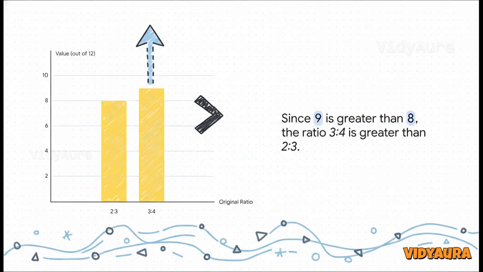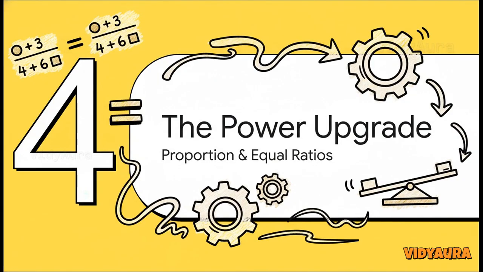We're just comparing 8/12 to 9/12. Well, 9 is obviously bigger than 8, so that means the ratio 3 to 4 is greater than 2 to 3. Problem solved. Okay, I think you're ready for the power upgrade.